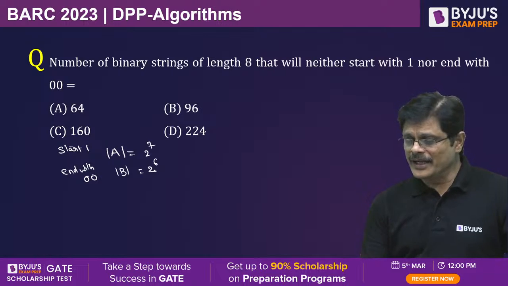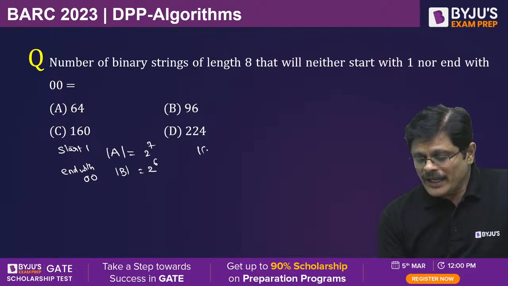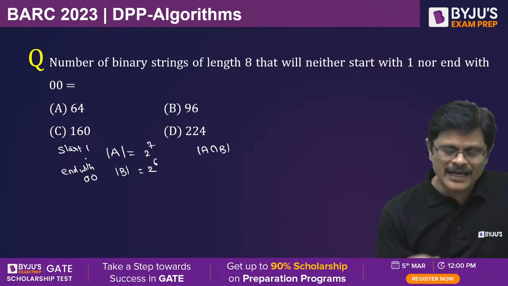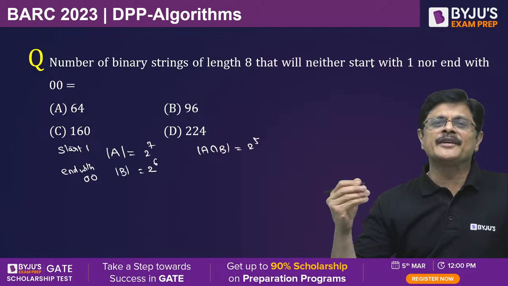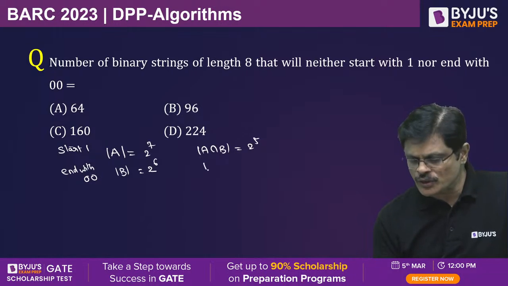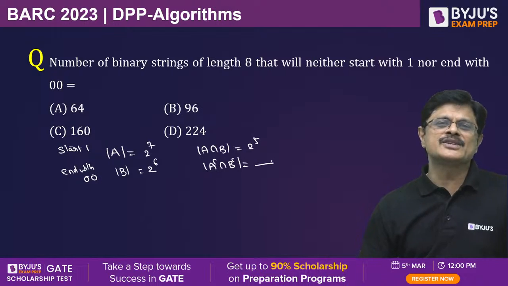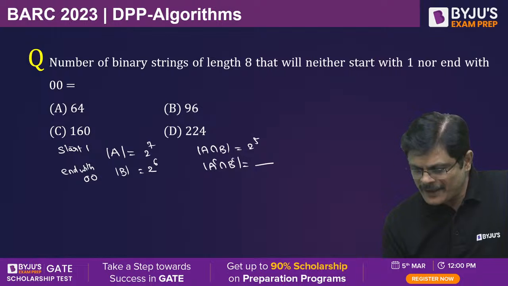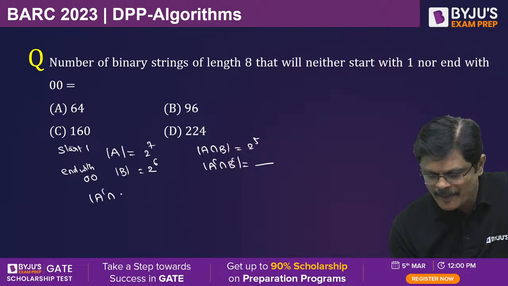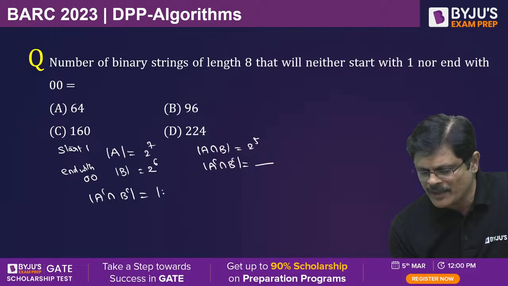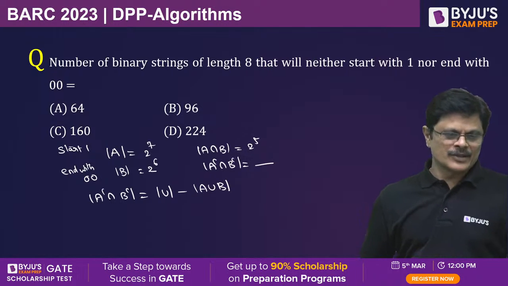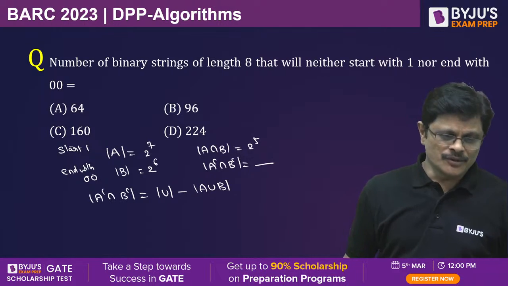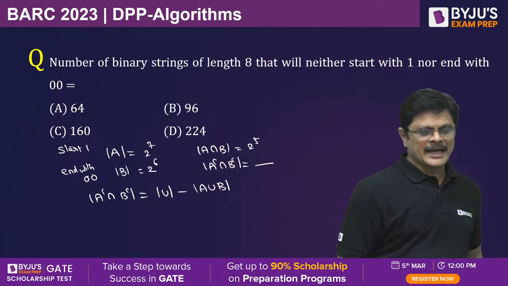Right? Now here, what about A and B? That is start with 1 and end with 0, 0, which means 2 power 5. See, the question is neither start with 1 nor end with 0, 0. So the question is neither A nor B. This is what he's asking. So for this, we have to do A complement intersection B complement, which is total minus A union B. Total minus A union B you have to do. Hope you understand. Is the idea clear?